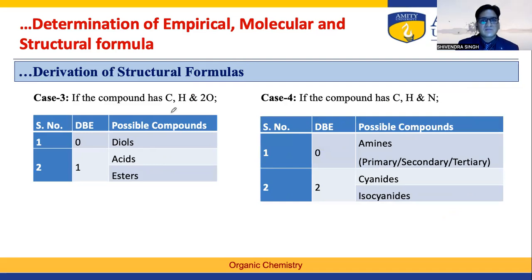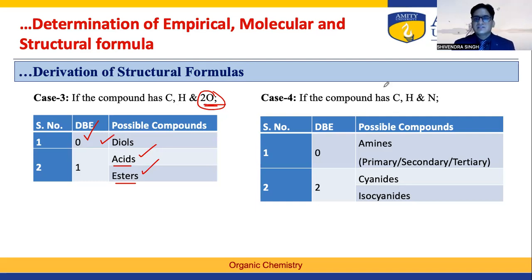In case 3, the molecule has carbon, hydrogen, and two oxygen. If we solve the question, we have this molecular formula and we have figured out that DBE is 0, then we can say this is a saturated diol, because diol has two oxygen. So we can easily find out. If the DBE value is 1, then of course we can say it could be acid or ester, because they have one pi bond in carboxylic acid or even in ester. And in acid and ester, we already know they have two oxygen atoms apart from carbon and hydrogen. So they can fall into this category, right?